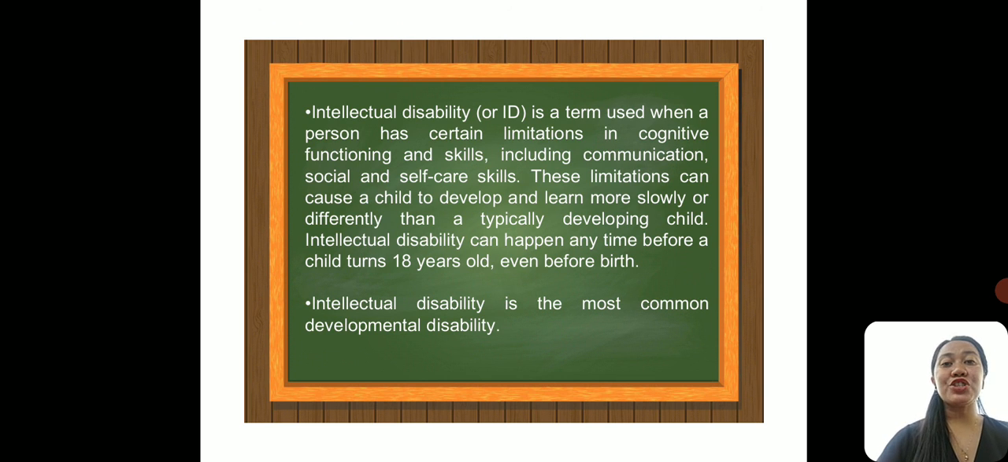Intellectual disability is a term used when a person has certain limitations in cognitive functioning and skills, including communication, social, and self-care skills. These limitations can cause a child to develop and learn more slowly or differently than a typically developing child. Intellectual disability can happen anytime before a child turns 18 years old, even before birth. So, intellectual disability is the most common developmental disability.